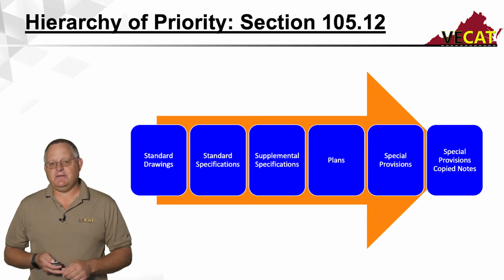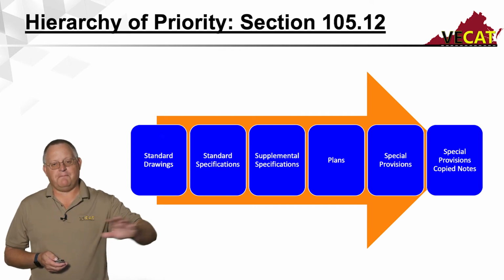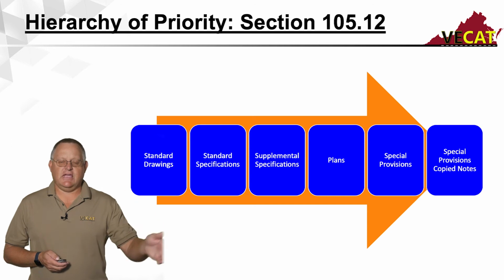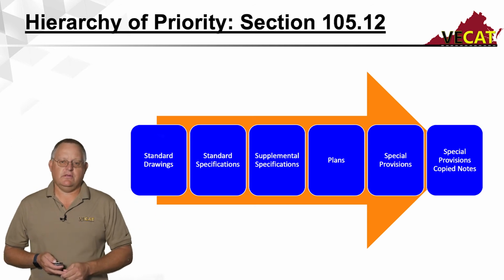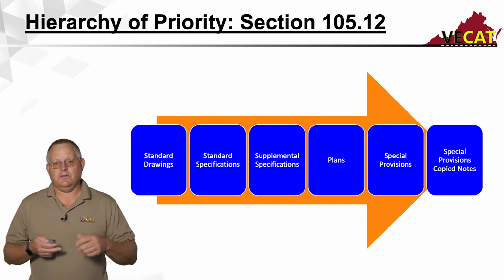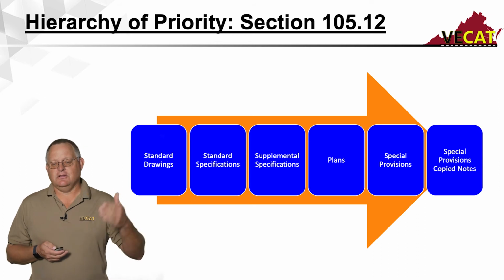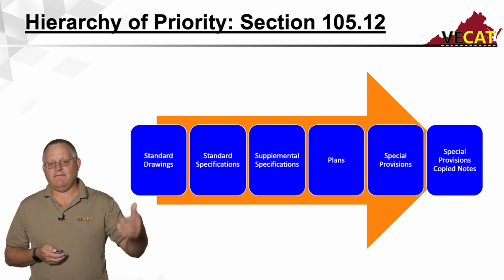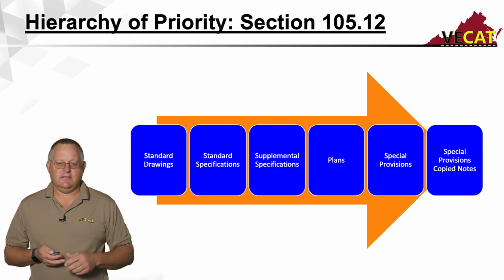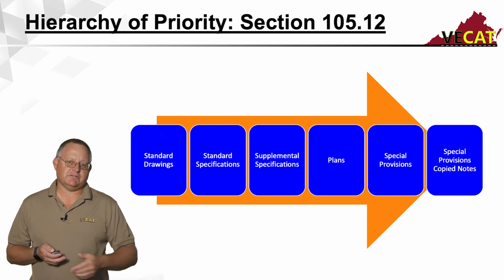Special provision copy notes are your highest priority. They trump everything. Standard drawings are your lowest. So I always encourage folks, when they have a project, to look through the document to see: do I have any special provision copy notes? If the answer to that's no, then what are my special provisions?